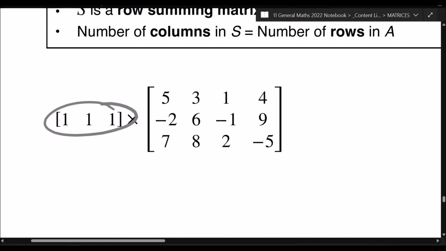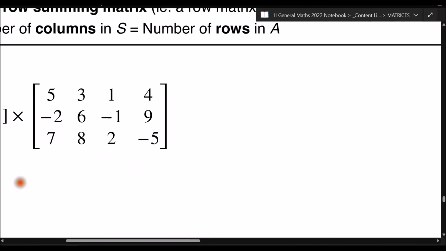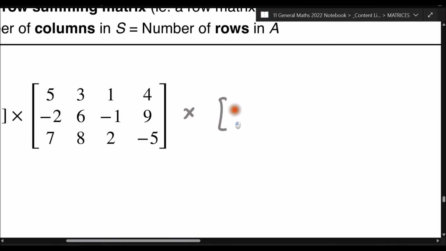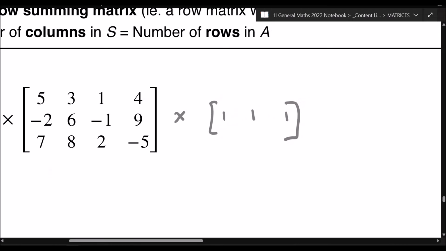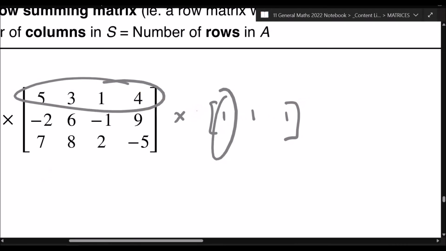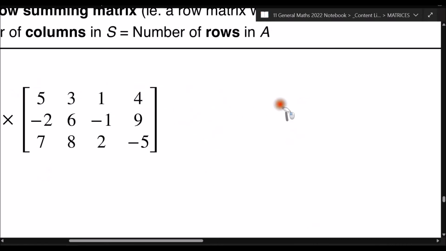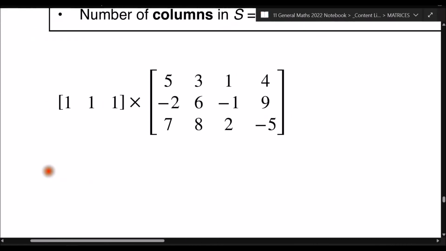So see how this is a 1 by 3, this would be a 3 by 4. The middle numbers have to be the same in order for you to multiply them. You can't do this, for example, if you did times 1, 1, 1, you can't do that. Why can't you evaluate that? There's not enough rows and columns to multiply with, so it won't work. So just be mindful of that when you multiply these.